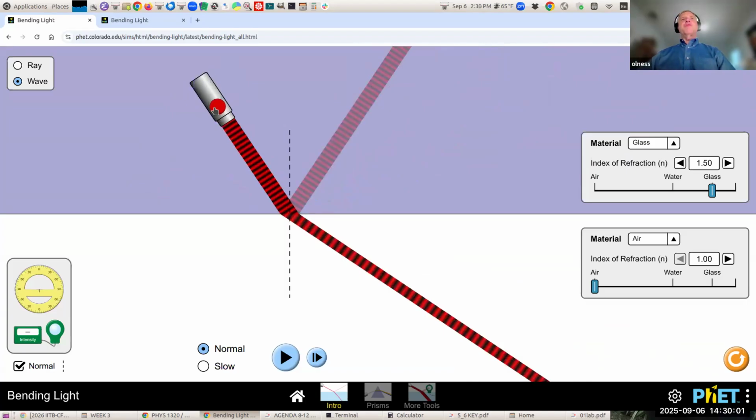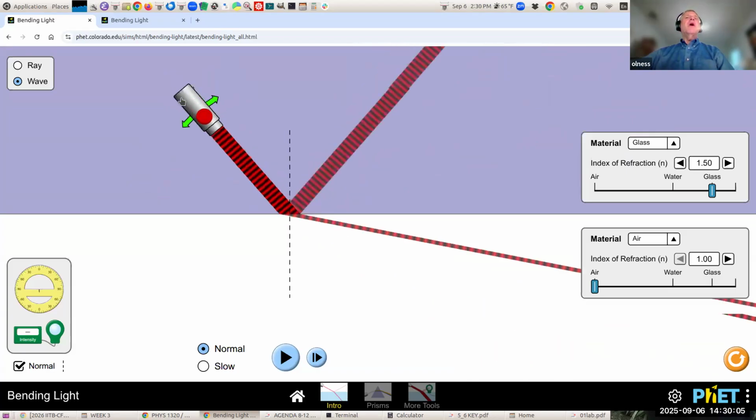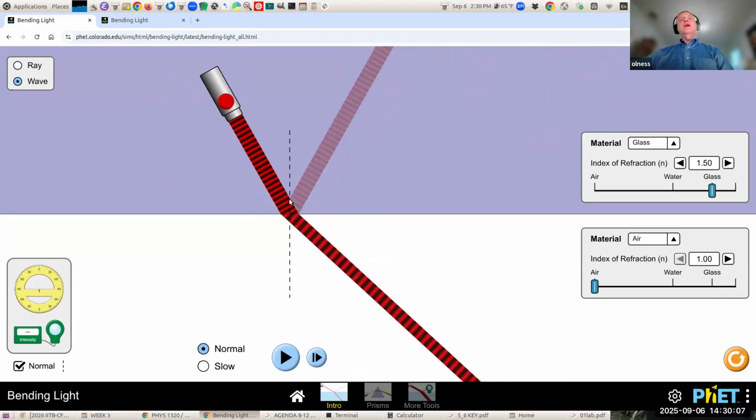So those are the first two, reflection and refraction. Reflection is just like reflection from a mirror. Refraction happens when it goes to a different medium, the speed of the wave changes, and that causes it to bend. Okay.